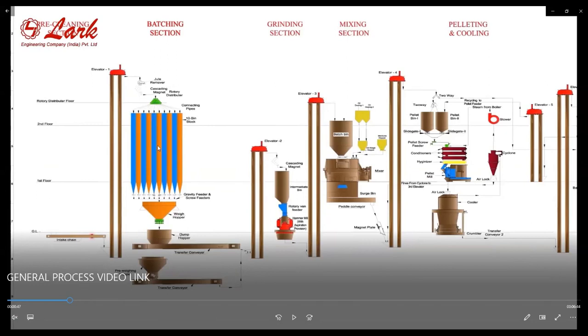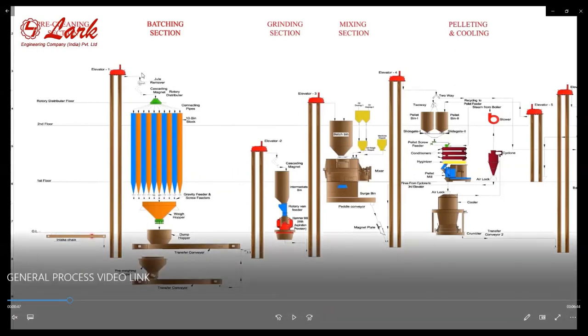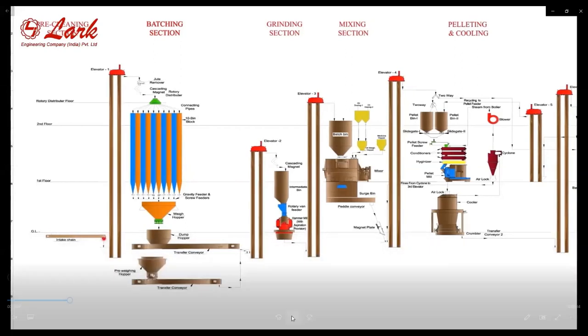Before going to the batching bins, there is a jute remover or a drum sieve that filters the cob, stones, or the jute present in the gunny bags. Then, with the help of this magnet filtration system, we can catch the iron impurities present in the grains.